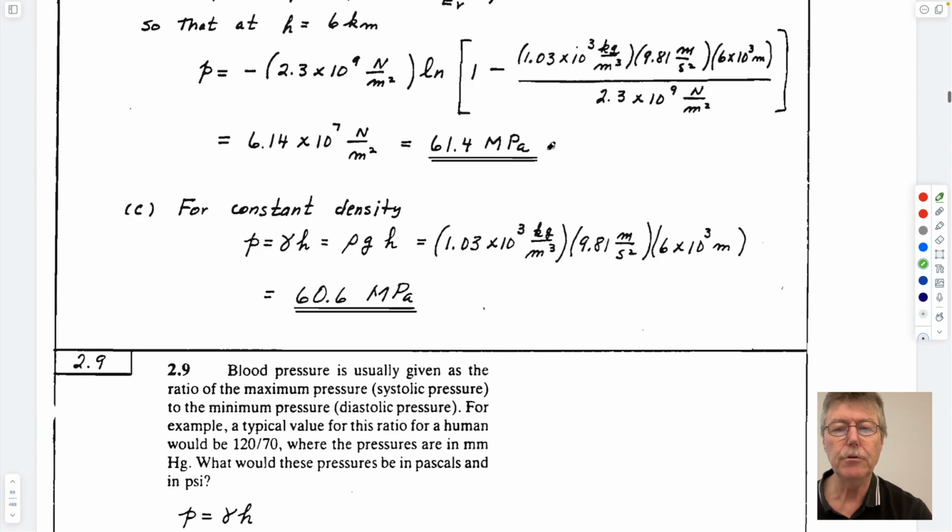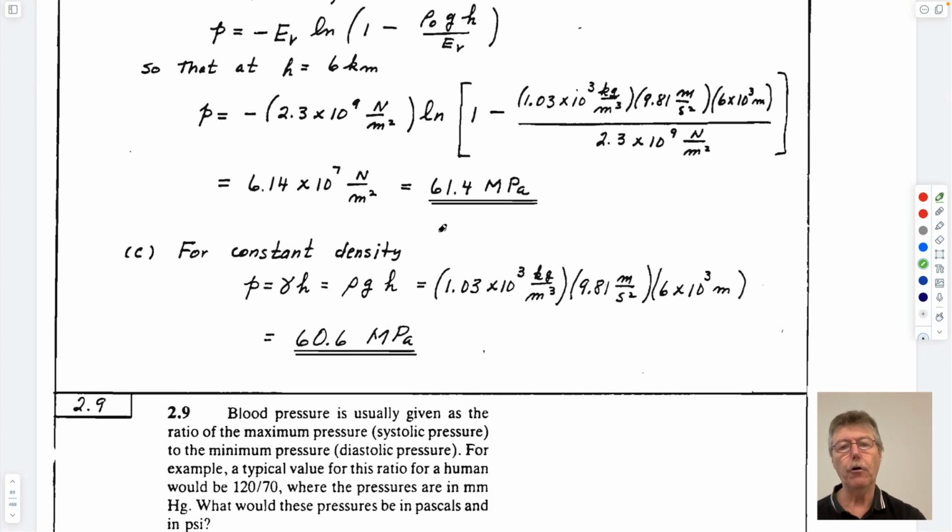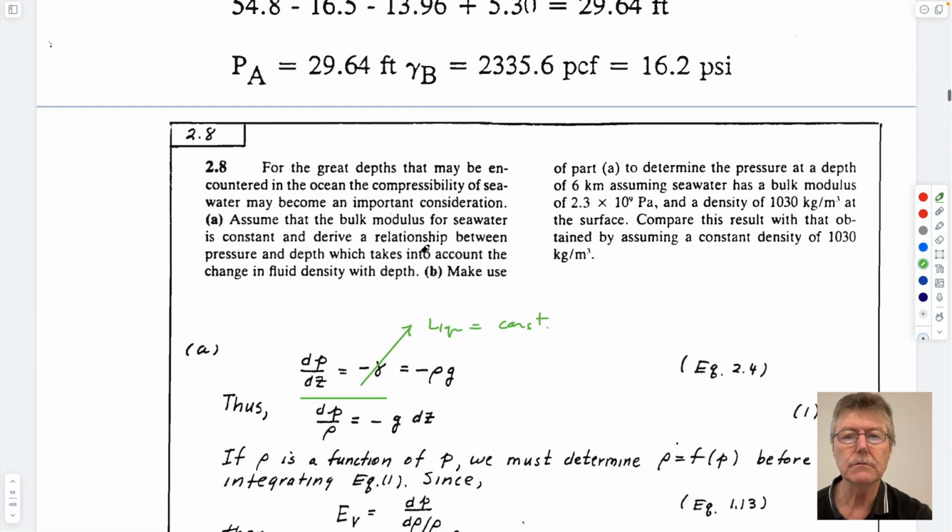And they go through this example, and they come out that if you account for compressibility, it ends up being 61 MPa because you get more mass because it's compressible. And if you ignore compressibility, 60.6. So it's off by about 1 in 60, maybe 2%. And I'm not sure how deep it was. Does it say? Can you see it? Okay, I didn't see it. I'll take your word for it. 6 kilometers. So, okay. All right.